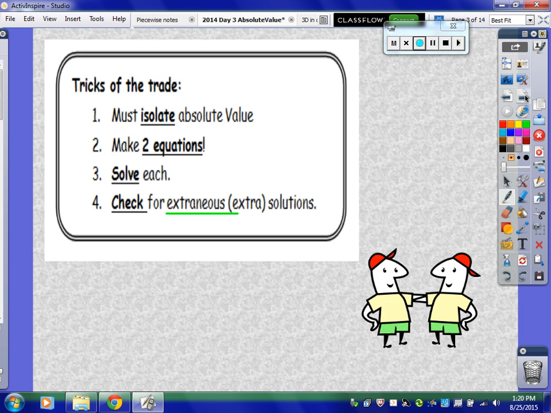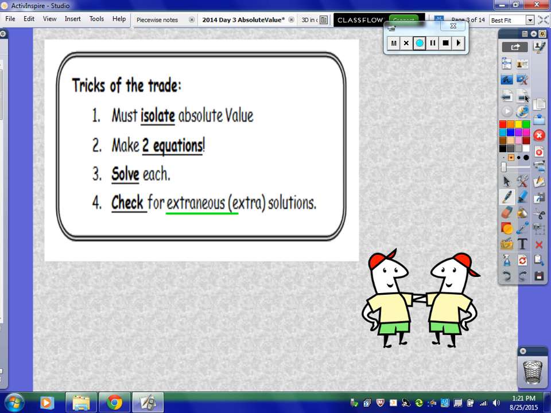So when we go through these tricks of the trade, when we're solving absolute value equations, we're going to follow these steps. Step number 1, you must isolate the absolute value symbol. You must isolate it first. Then we're going to break our absolute value into two equations because we're looking for the possibility of having two solutions. Then we're going to solve each equation, and then we're going to check to see if we have any extraneous solutions.